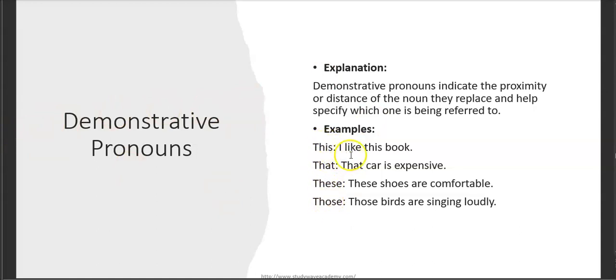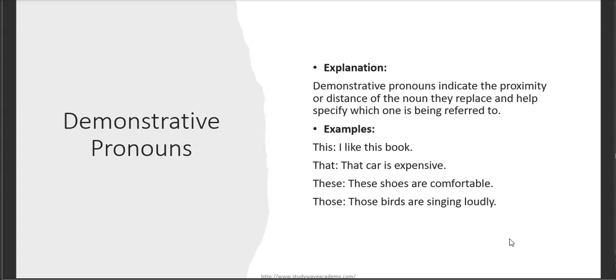So with this, I like this book. It means that the book is close to you, it's next to you, but it's the specific book that you're pointing at. So it shows the specific book and where it is. This book, okay? So I like this book. That car is expensive. It means that the car is far away from you, or it's not close to you, but you're pointing to a specific car. So that car is expensive.